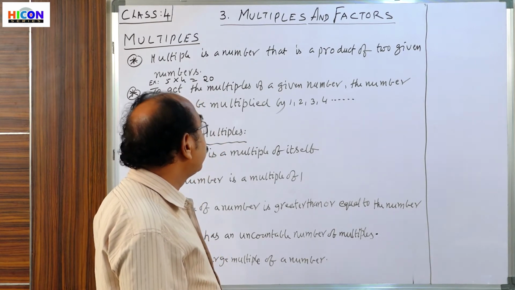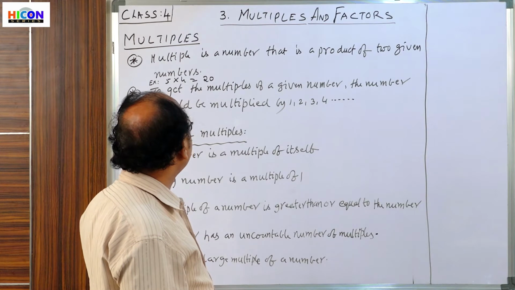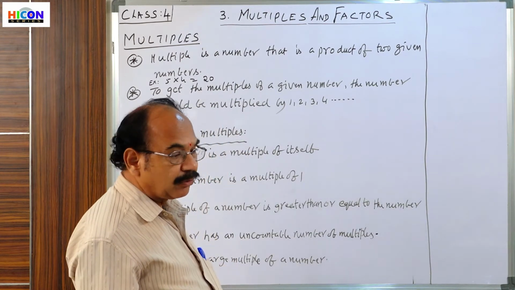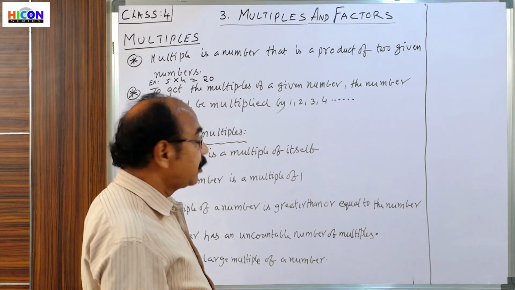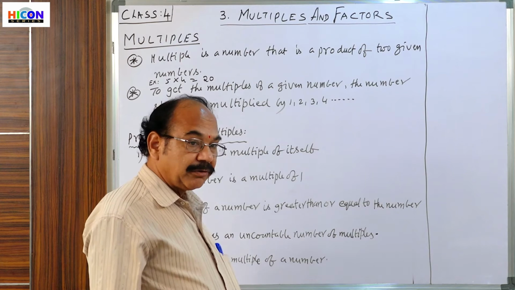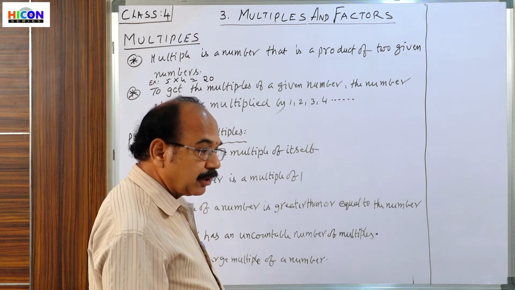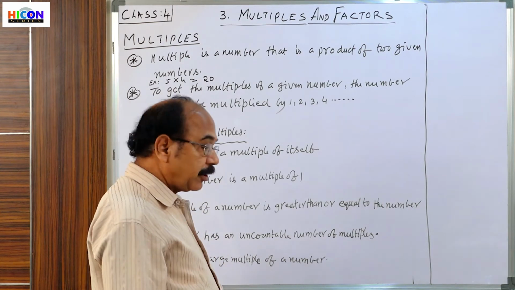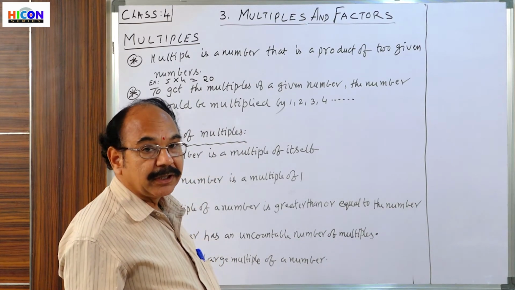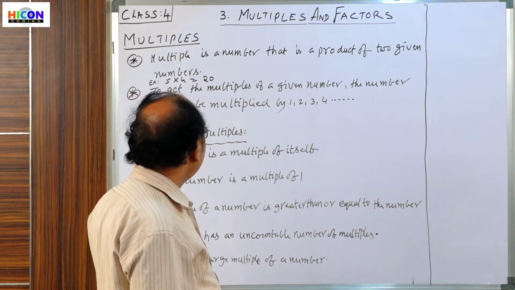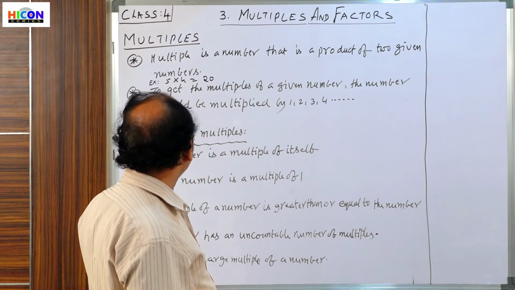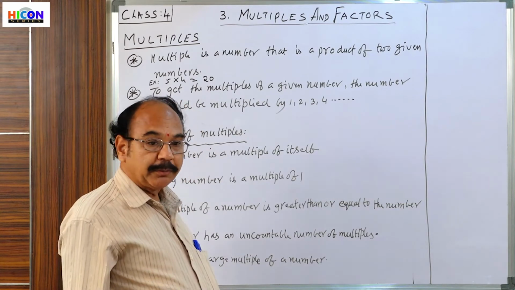And we can say that 20 is a multiple of 5 and 20 is a multiple of 4. Why? Because in reading the 5 table, we are getting 20. That's why 20 is a multiple of 5. And next, read the 4 table. In reading the 4 table also you are getting 20. That's why 20 is a multiple of 4.